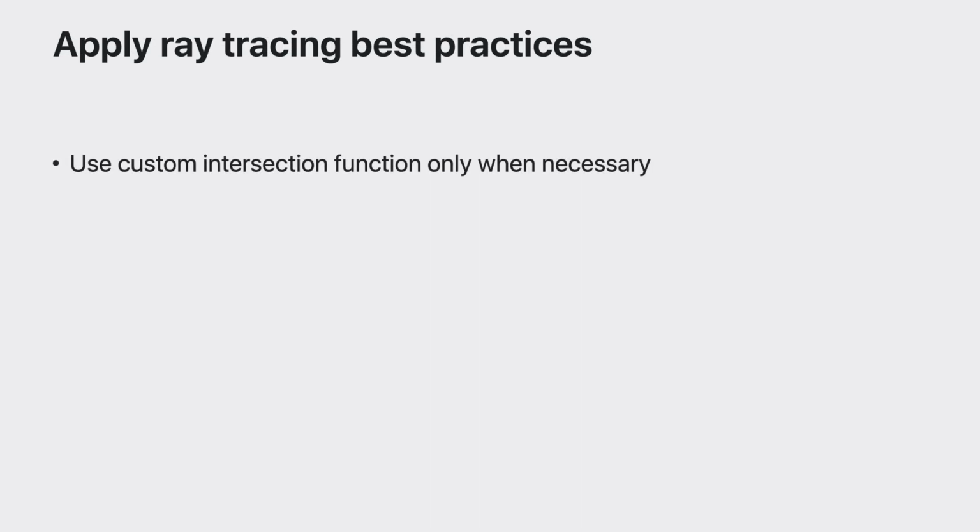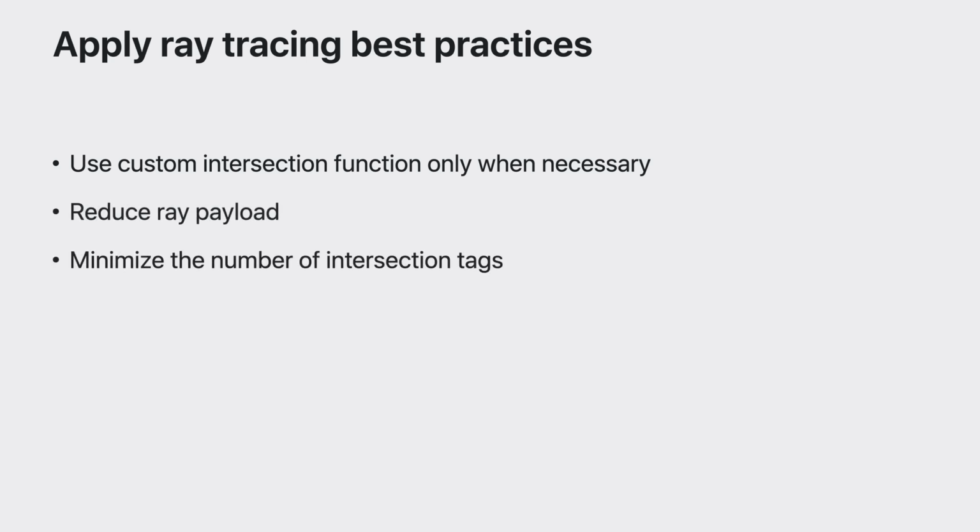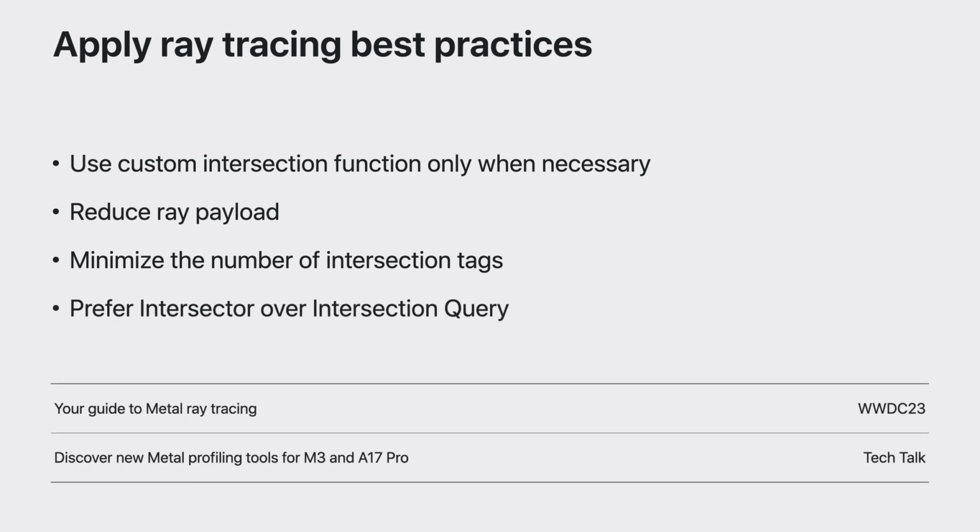To summarize ray tracing best practices, use custom intersection functions only when necessary. Optimize ray payload. Minimize the number of intersection tags. Use intersector over intersection query. To learn more about ray tracing with Metal, please watch Your Guide to Metal Ray Tracing. And to learn how to use new ray tracing counters from Metal Debugger in Xcode, check out Discover New Metal Profiling Tools for M3 and A17 Pro.